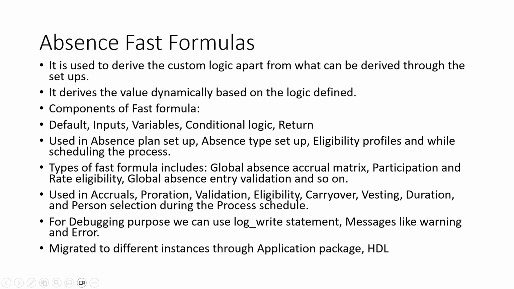Also, we have seen in the last session, during the scheduling process, there was a place where we could select the person selection criteria. That is, we need not run the process for every staff. Then we select that staff, hard code it in the fast formula, or based on some condition, we derive them. And only for that set of selected employees, if we are running the process, that also we could do through the fast formula.